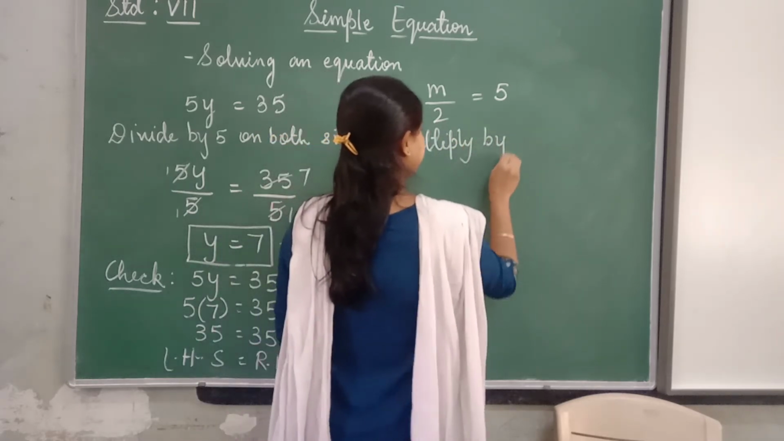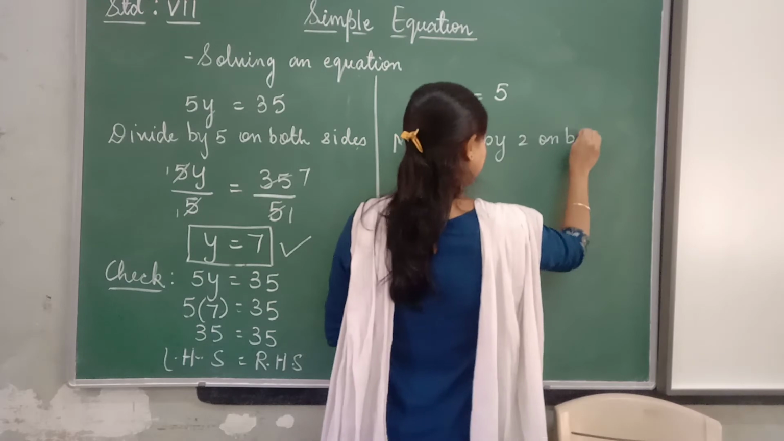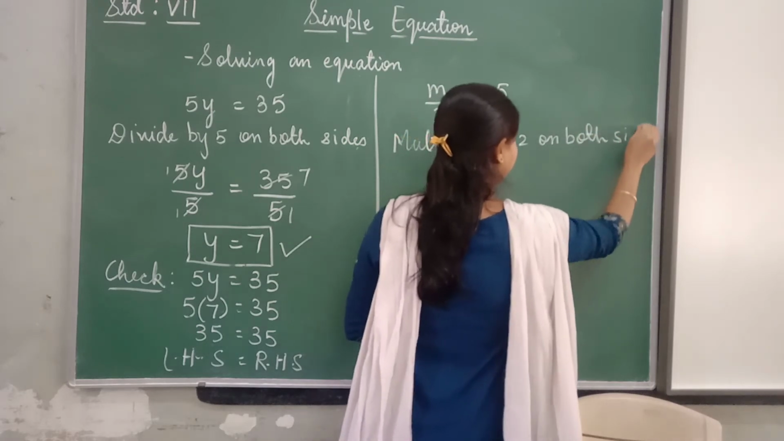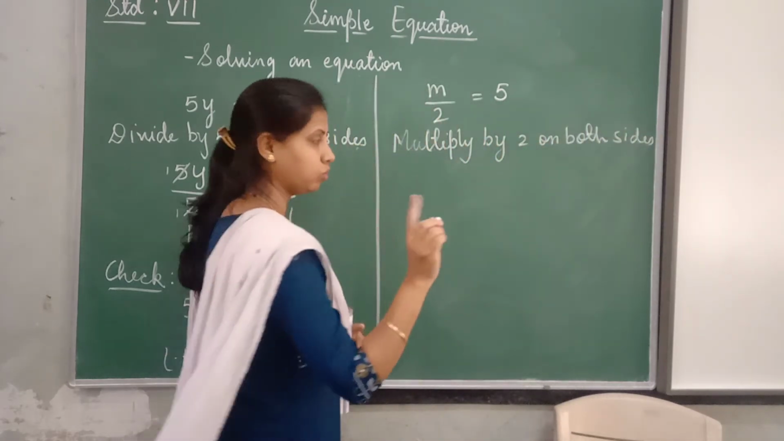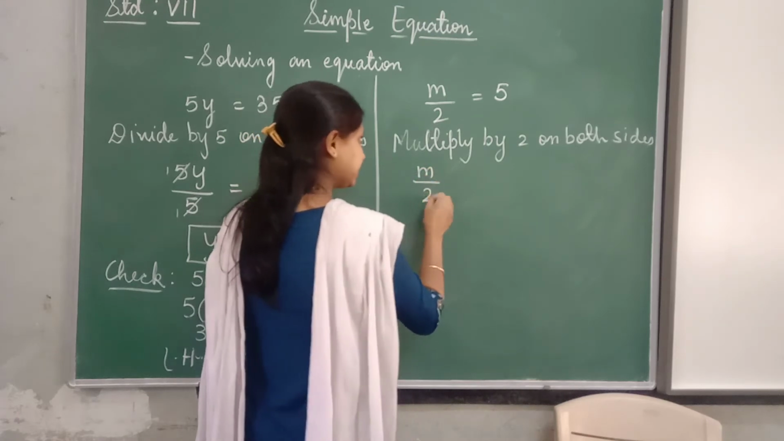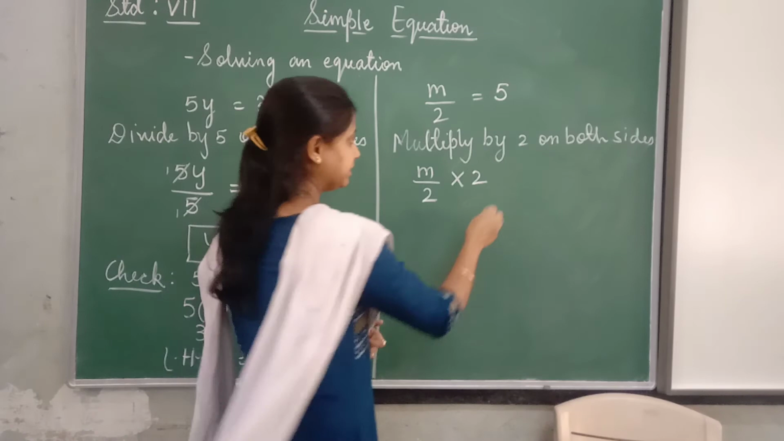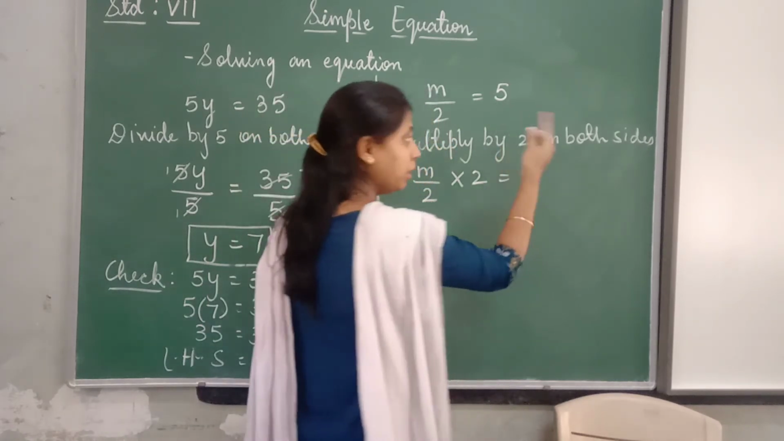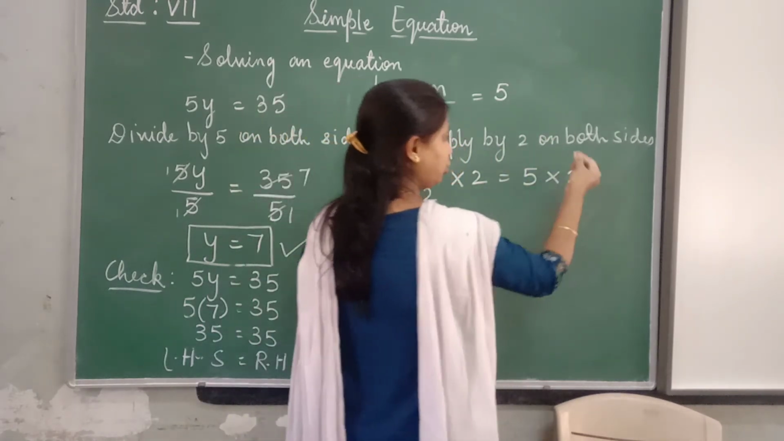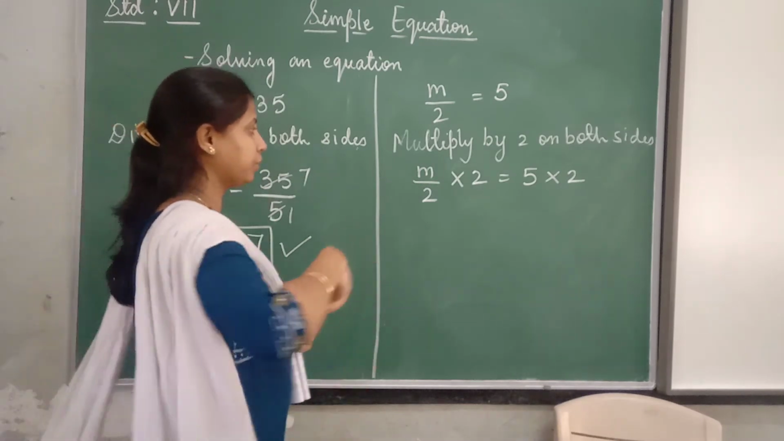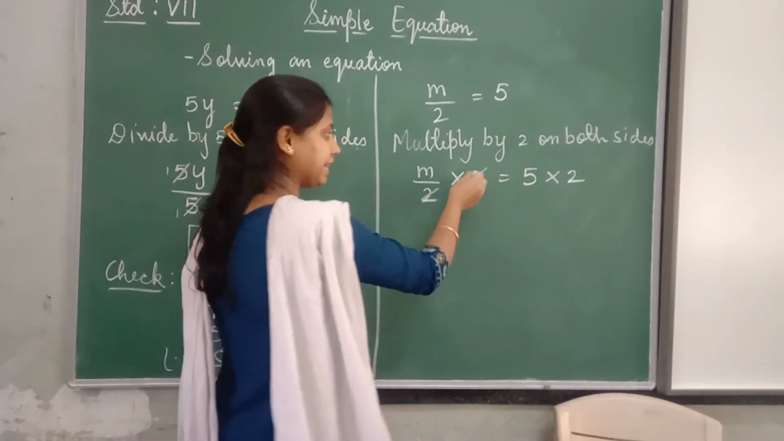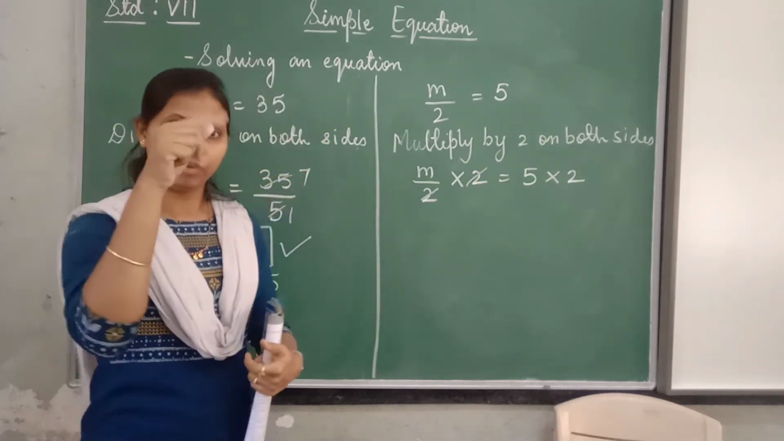Multiply by 2 on both sides, not only on one side. So M by 2 is in the LHS. Multiply into 2 is equal to the RHS, which is 5, multiplied into 2. Okay, so now you can see 2 and 2 will get cancelled. When multiplication is there, we can cancel crosswise.